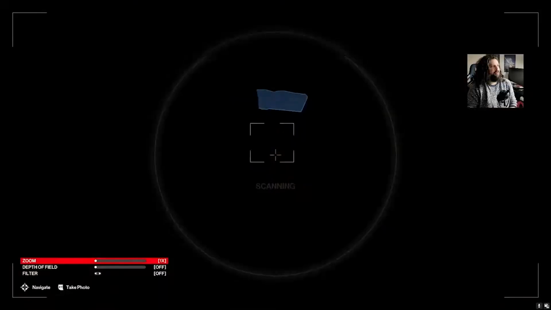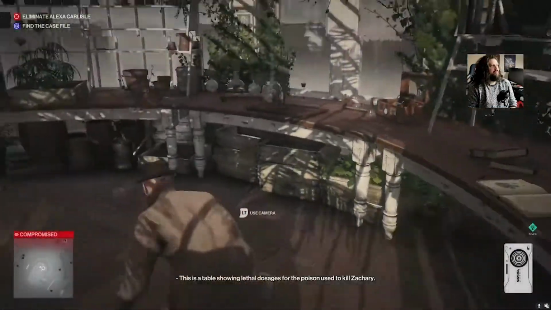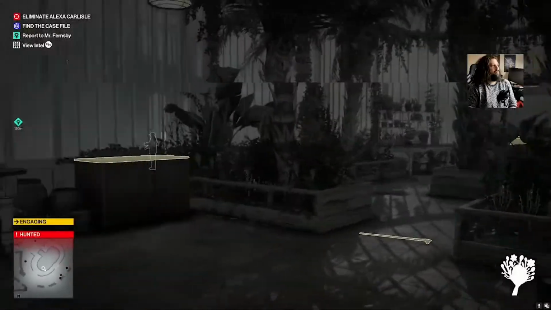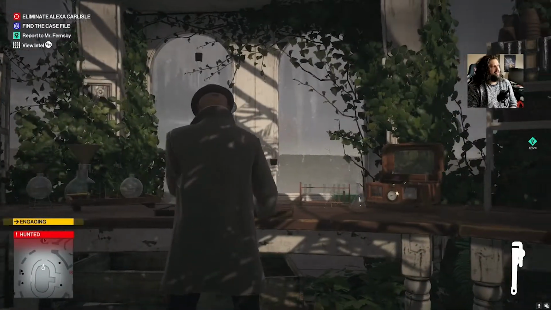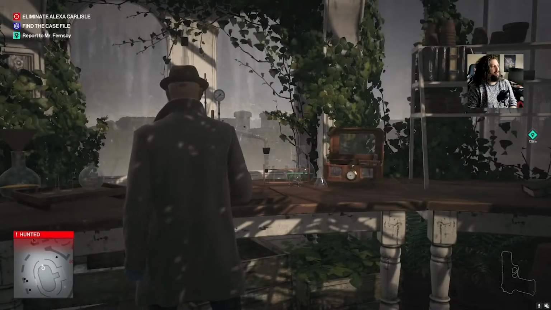Well, let's just take a look real quick. So there's a camera thing. We could scan this. This is a table showing lethal dosages for the poison used to kill Zachary. And while we're out here, let's repair this distillery since it's broken, and we can produce the poison if we want.